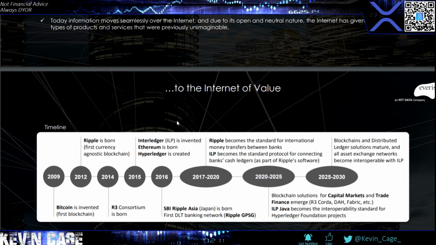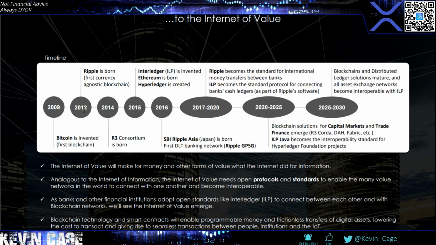And as we move down to the Internet of Value, the IOV, so rather than just information, data, messaging, pictures, video, we are sending value. So 2009 to 2030, and as we can see, Bitcoin in 09, R3 of course. 2014, we can see SBI Ripple Asia, we can see Interledger IOP back in 2015, and then of course Ripple becoming the standard for international money transfers between banks, and this literally says right here 2020. So IOP becomes the standard protocol for connecting banks, and their cash ledger specifically is part of Ripple's software.